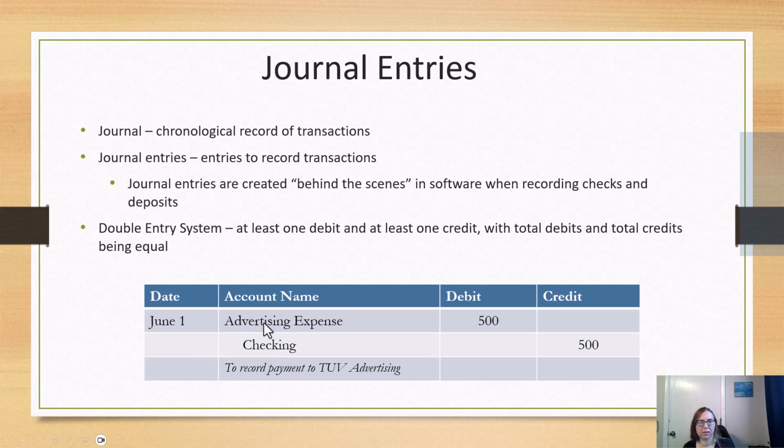But basically you would have your debit account. So if you're writing a check to pay advertising expense, that would be a debit to add to your advertising expenses, and a credit to your checking account, which is an asset. So you're subtracting from the checking account by writing a check. And then underneath, usually in italics, it's going to show some sort of explanation.